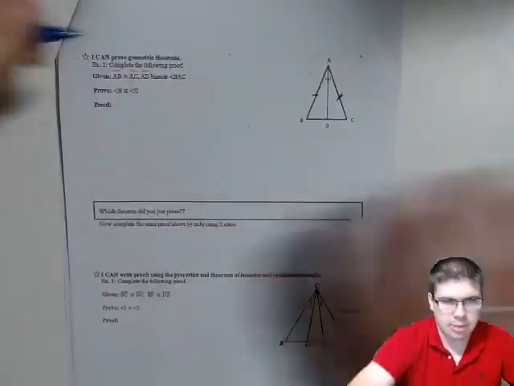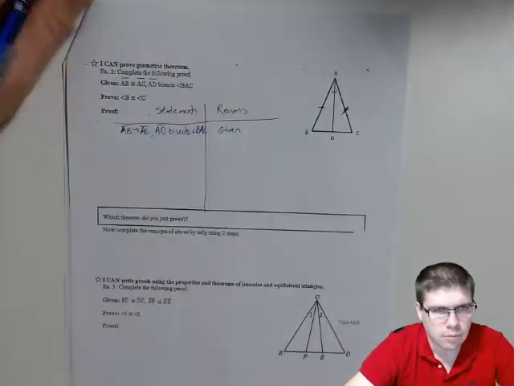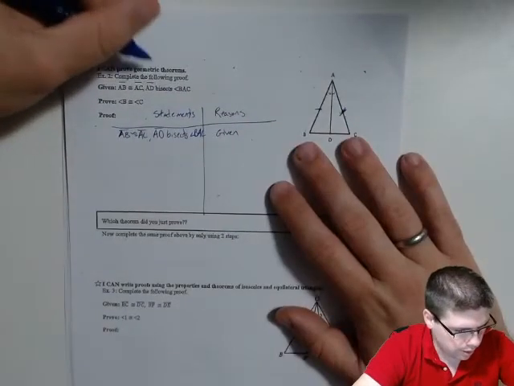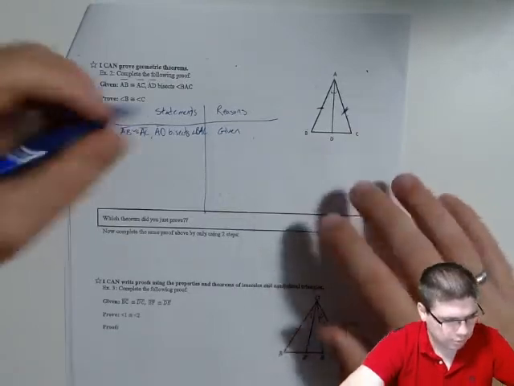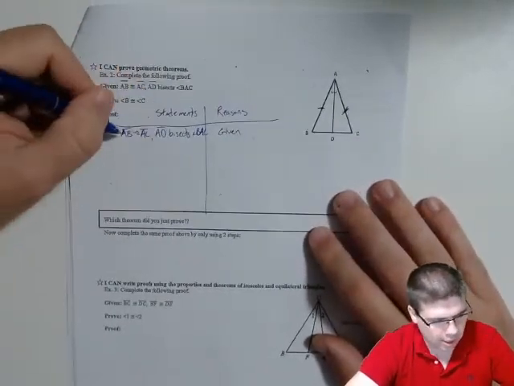All right, and so this is going to be our proof. Let me go ahead and pause and set this up. And by the way, we're not doing the flow proof. We're doing the two-column proof, as usual. So we've got our givens.